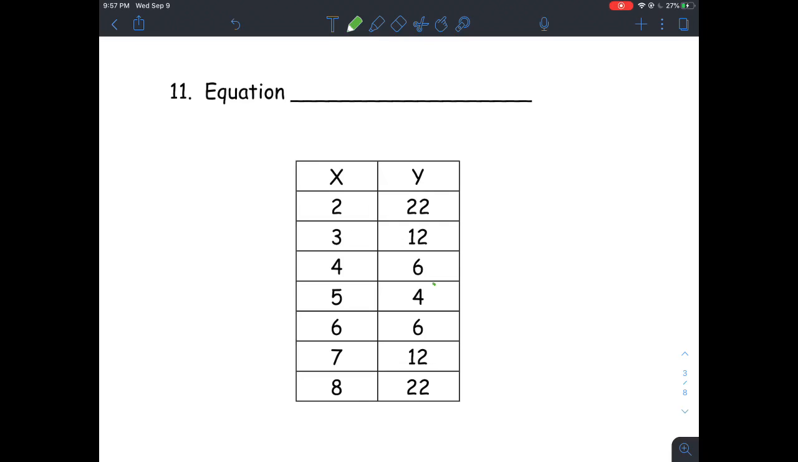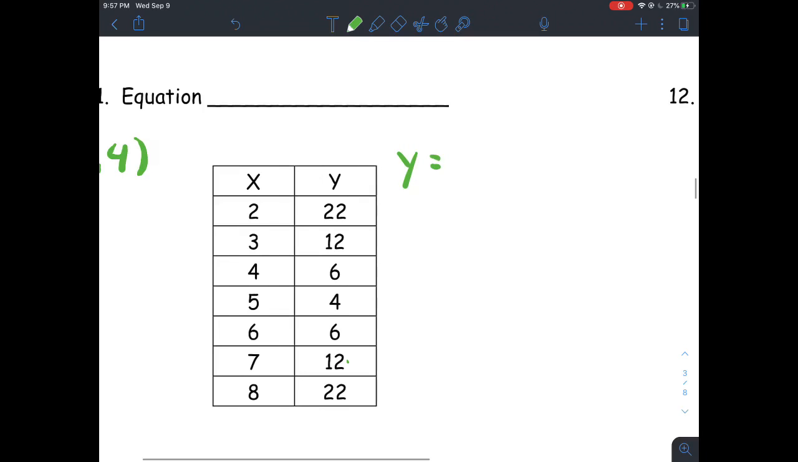Now, how can you tell what the vertex is? The vertex is going to be the point that is in the middle of the similar numbers. So it goes 22, 12, 6. And then do you see how (5, 4) doesn't have a buddy? But then we have the 6 again, 12, and 22. We've got these 6s, these 12s, these 22s. The (5, 4) is lonely. He doesn't have a buddy. So that's your vertex. All right, so we know our vertex is (5, 4).